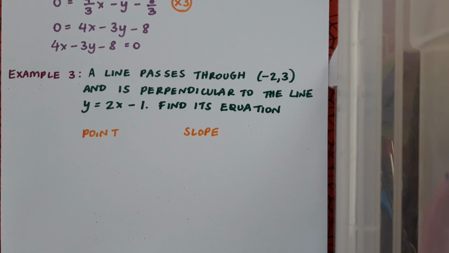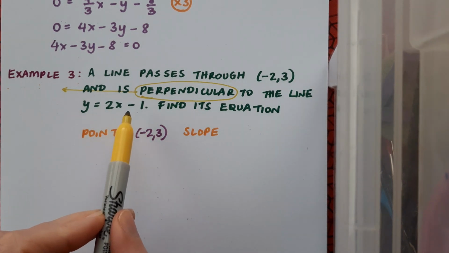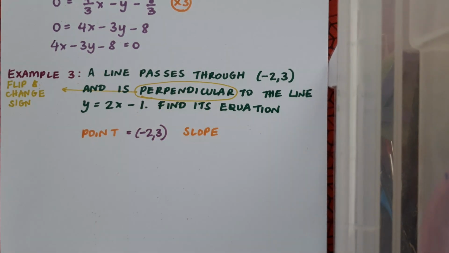Well, the point is very clearly stated. The line goes through the point minus 2, 3. So I'll note that. And then I go looking for information about slope. Well, I'm not directly told the slope again in this question, but I am told that the line that I want is perpendicular to the line y equals 2x minus 1. And of course, perpendicular is always a hint about slope. So if I can find the slope of this line, well then to find the perpendicular slope, I'll just need to flip it and change the sign to get the slope of the line that I want.